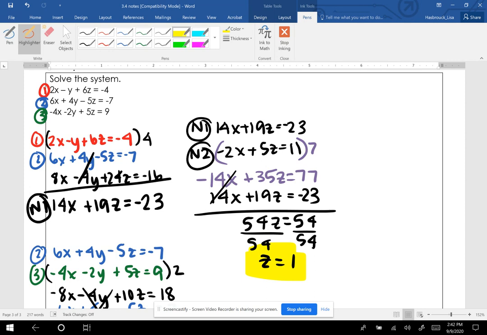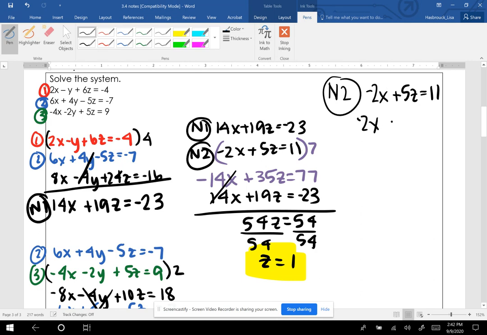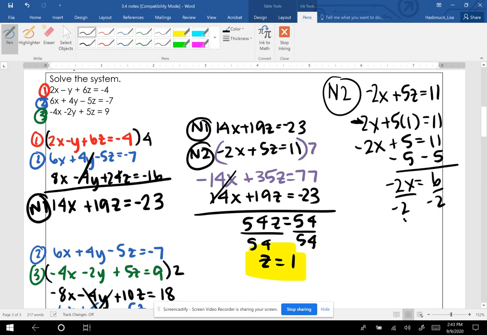Now, to find another variable, I can use one of those new equations from up above. Replace z and find x. So I'm going to go ahead and use new equation 2. And it doesn't matter. You could use new equation 1. It's totally up to you. But I'm going to use the negative 2x plus 5z equals 11. I'm going to replace z with 1. Negative 2x plus 5 times 1 equals 11. And I'm going to solve now for that x. So I have negative 2x plus 5 equals 11. Subtract the 5 from each side to get negative 2x equals 6. Divide by negative 2, and I get x equal to negative 3. Woohoo! We have another variable. So now we have x and z. We just have to find y.